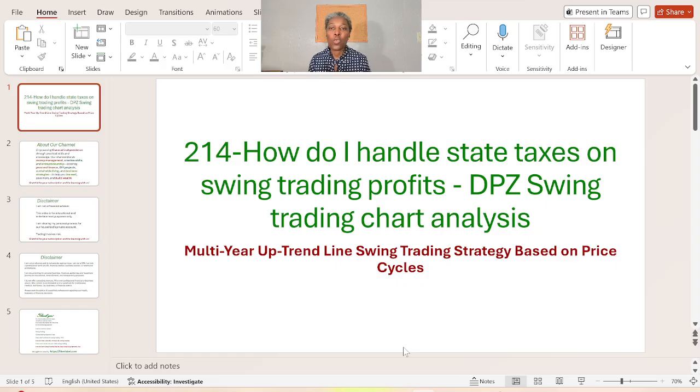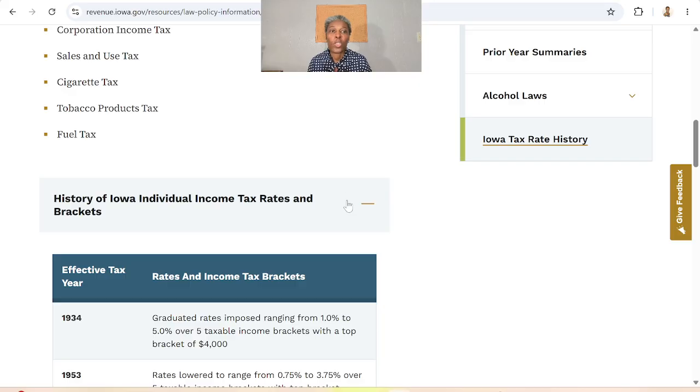Well, you can Google your state income tax brackets to find the tax rates related to your income bracket, and you apply the rates to your quarterly profits. Then you calculate your state estimated income tax, and you pay on a quarterly basis based on your state requirement.